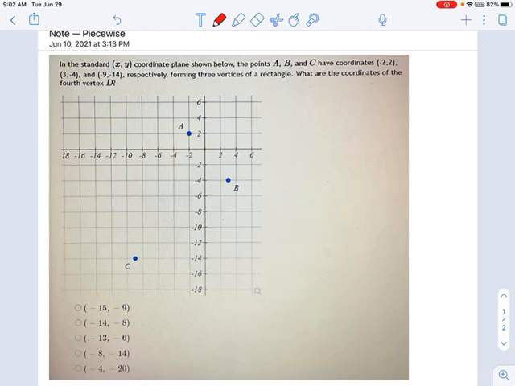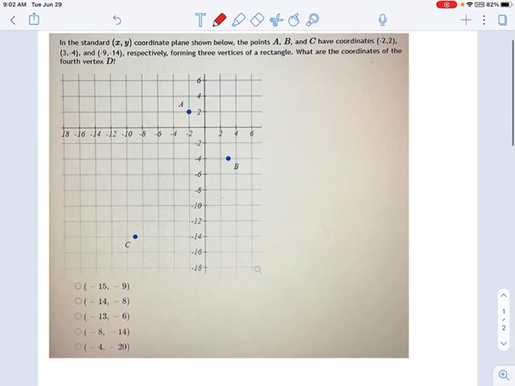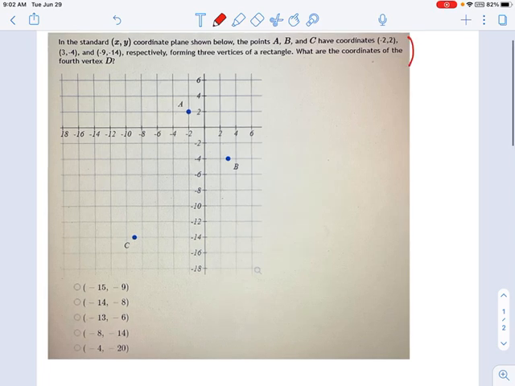So in this problem, we're told that we have a standard xy coordinate plane, shown here, with points A, B, and C in it. And in this paragraph up here, we're told some of those point values, but you can see it in the graph too. So here's A, B, and C right there. And we're told that these form the three vertices of a rectangle, but there's a fourth one that's not shown, the vertex D. I want to know, where is it?